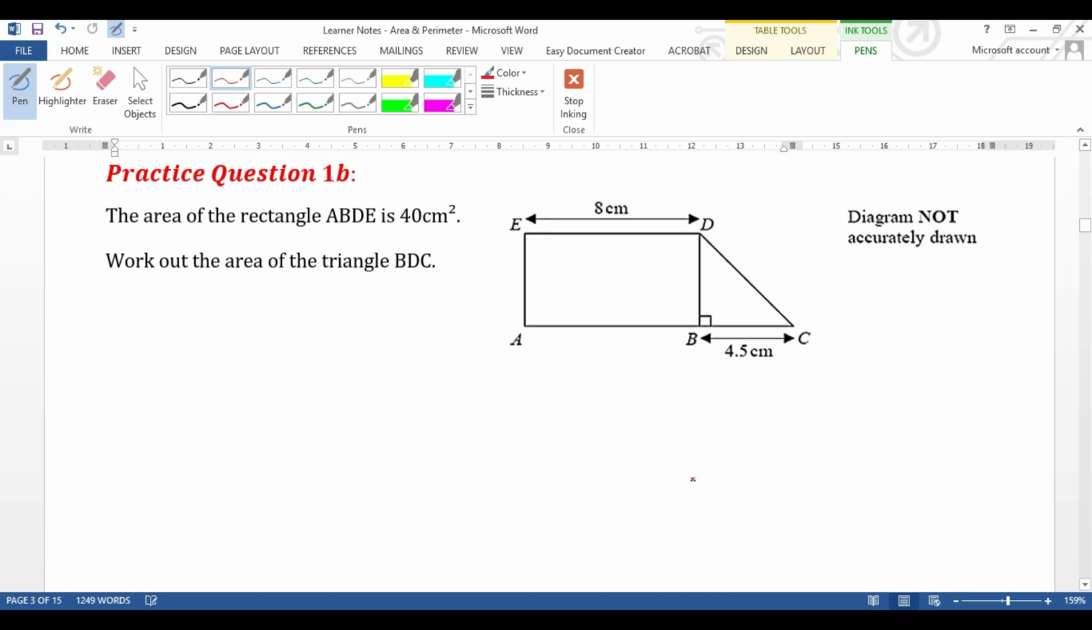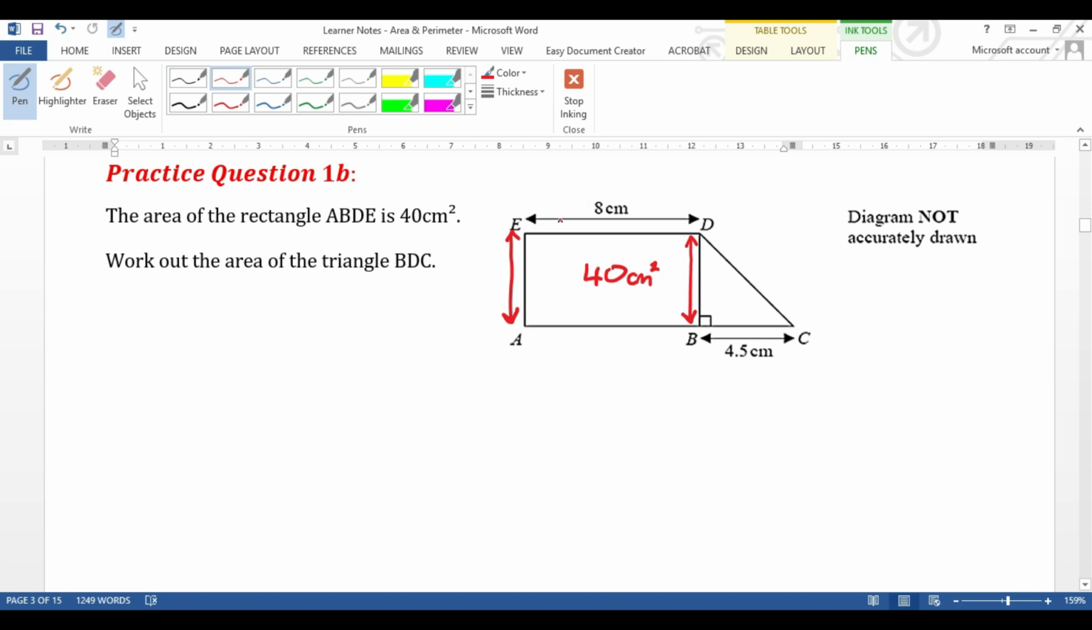Practice question 1b, the area of the rectangle ABDE is 40 centimeters squared. Work out the area of the triangle BDC. Oh, interesting. So this one, they've actually told us the area of the rectangle, this bit here, write that inside. So the area inside here is 40 centimeters squared. To work out the area of the triangle, I'm going to need this height here, because that's missing, because we've already got the base. So to work out the height, well, that's the same as that right there, which is missing as well.